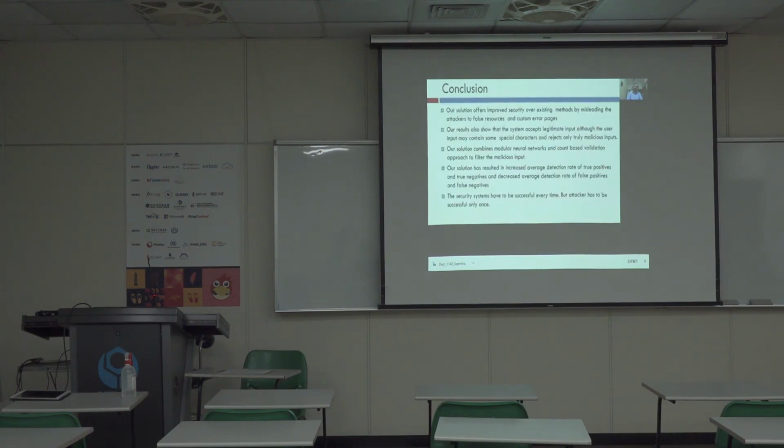So the conclusion is that our solution offers improved security over existing methods by misleading the attacker to false resources and custom web pages. Our results also show that the system accepts legitimate input, although the user input may contain some special characters, and rejects only truly malicious inputs. Our solution combines modular neural networks and a count-based violation approach to filter the malicious input. It has also resulted in an increased average detection rate of true positives and true negatives, and a decreased average detection rate of false positives and false negatives.